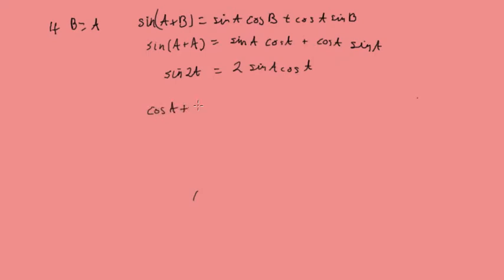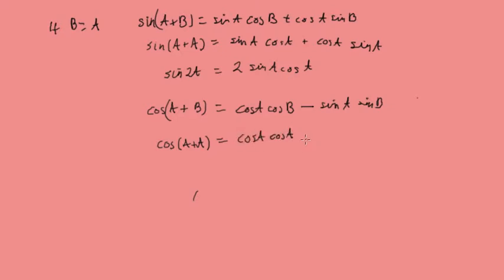So previously we had cosine A plus B is equal to cosine A cosine B minus sine A sine B. So if cosine is A plus A, we're going to have cosine A cosine A minus sine A sine A, which gives us the cosine 2A is going to be equal to cosine squared A minus sine squared A.